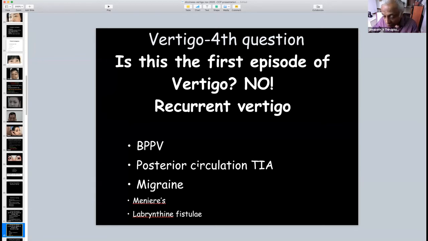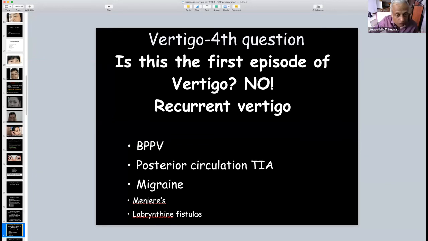So the great Miller Fisher from MGH actually came up with an axiom that vertigo that is stereotypic and lasts more than 3 to 6 months is not likely to be a posterior circulation TIA, because TIAs are often either self-limiting or go on to develop a stroke. But TIAs can be recurrent, within a short period of time, over the last few weeks or few months. Migraine, on the other hand, is a well-known disease of recurrent vertigo.